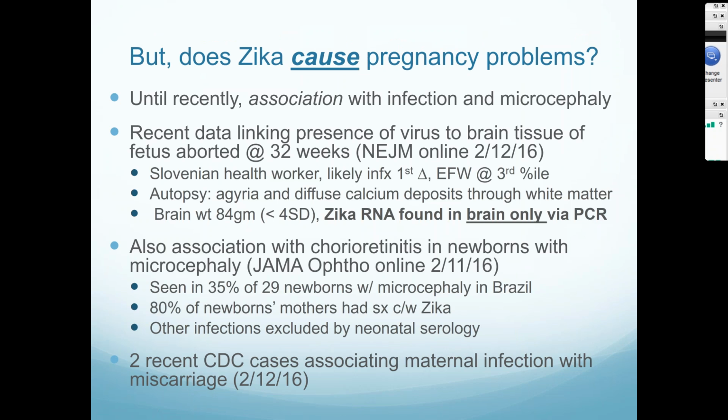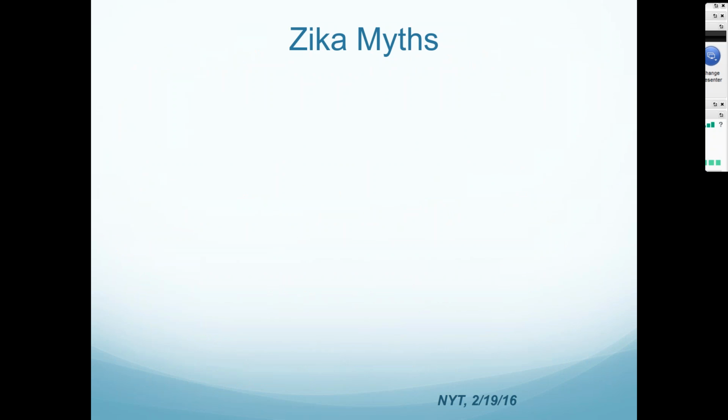So there were people that asked questions, does Zika really cause pregnancy problems? And the answer is all these papers that have been published have certainly linked a positive Zika flavivirus RNA found in the brain by PCR, confirming that indeed these are directly related to the Zika. So in fact, there is definite proof that it can cause these changes.